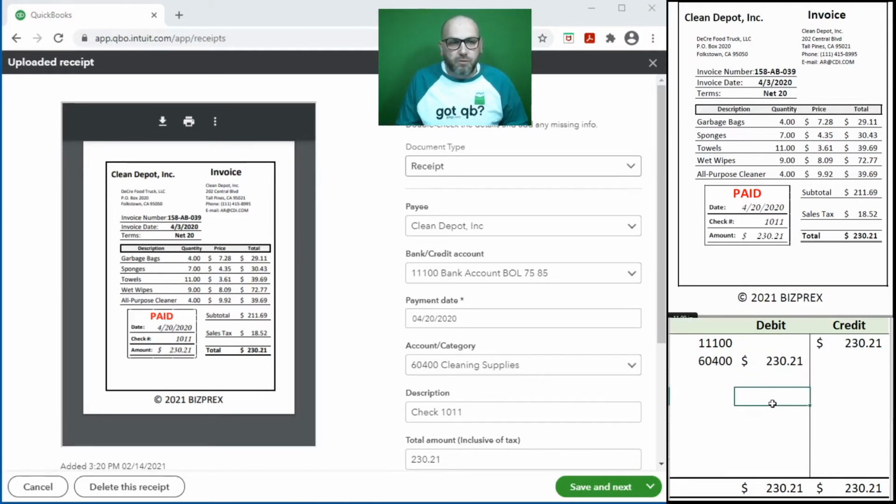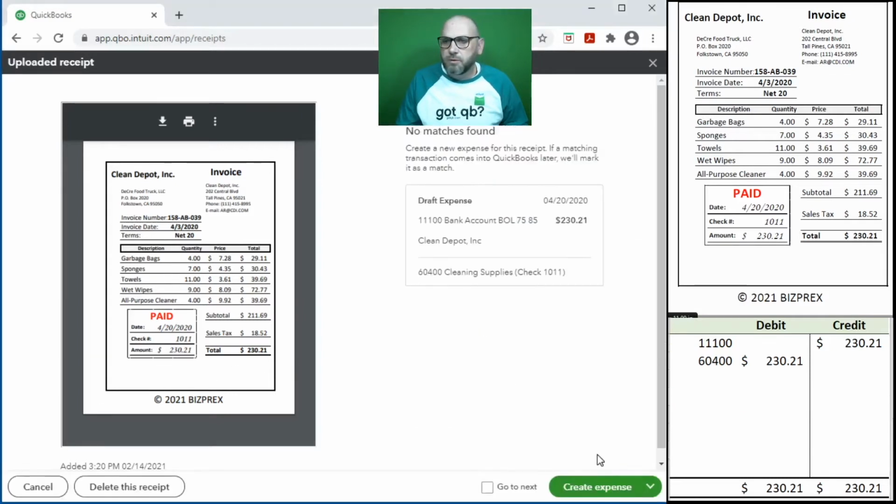So we know for a fact, right? Assets are reduced when credited. Bank account is an asset. We credit it to reduce it. What else we know? We know that expenses go up when debited. Cleaning supplies is an expense. We debit it to increase it. Debits and credits are in balance, right? So we're good to go on that end. All right. Amount correct. Date correct. Okay, let's get rolling. Okay, another opportunity to review.